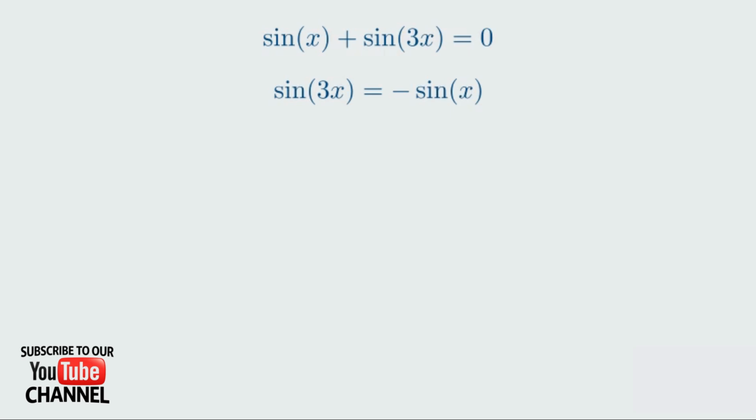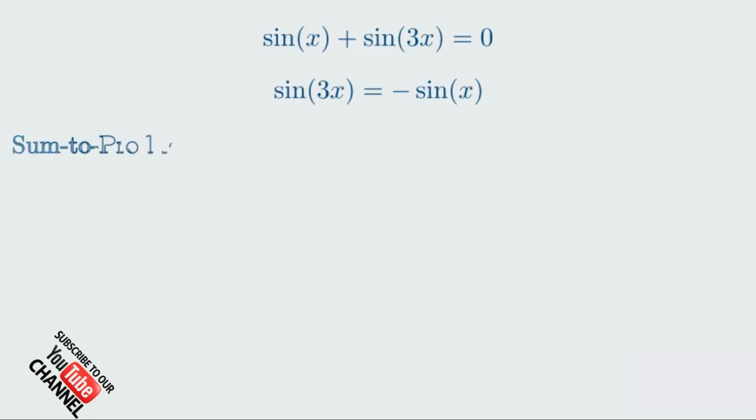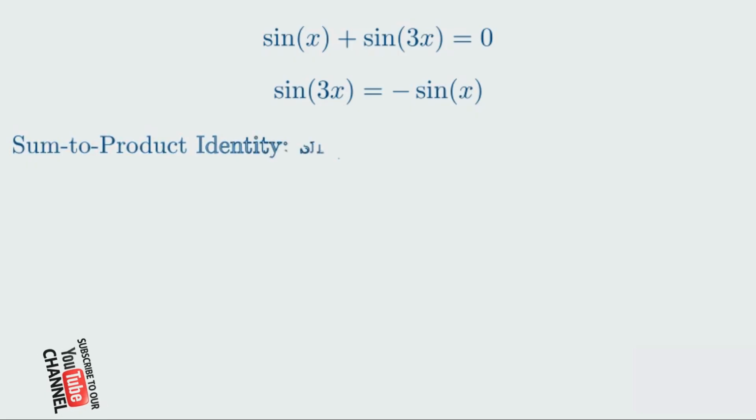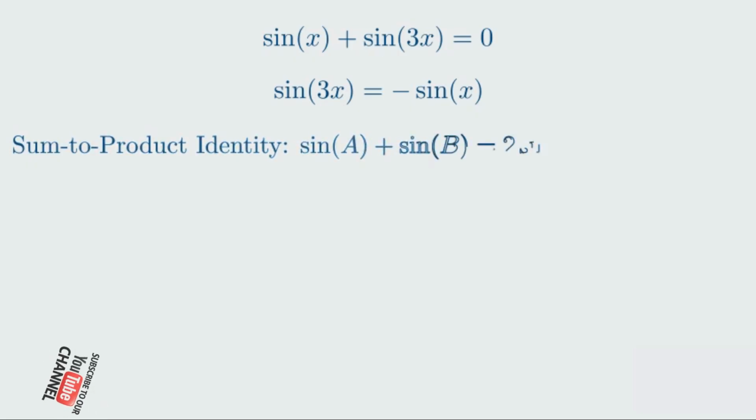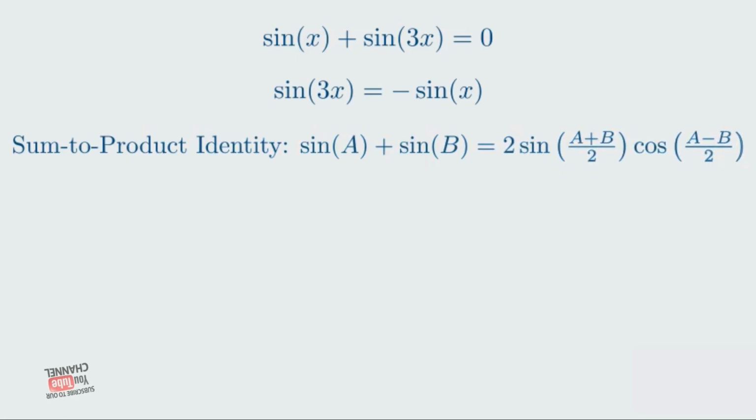Instead, we're going to use a powerful tool called the sum to product identity. This identity allows us to take a sum of two sine functions and express it as a product, which is much easier to work with when an equation is set to 0. The identity states that sine of a plus sine of b equals 2 times sine of a plus b over 2 times cosine of a minus b over 2. Notice how it changes a sum into a product. By using this identity, we can transform our complex sum into a simple product, which we can then solve. This will allow us to find all the values of x that are solutions to the equation.